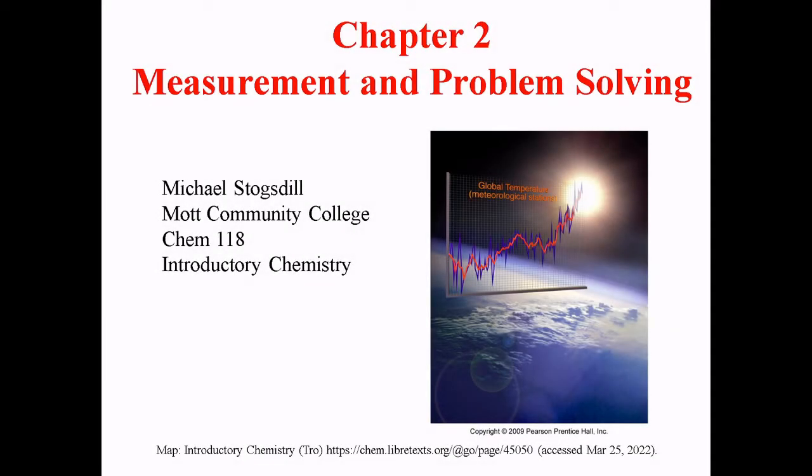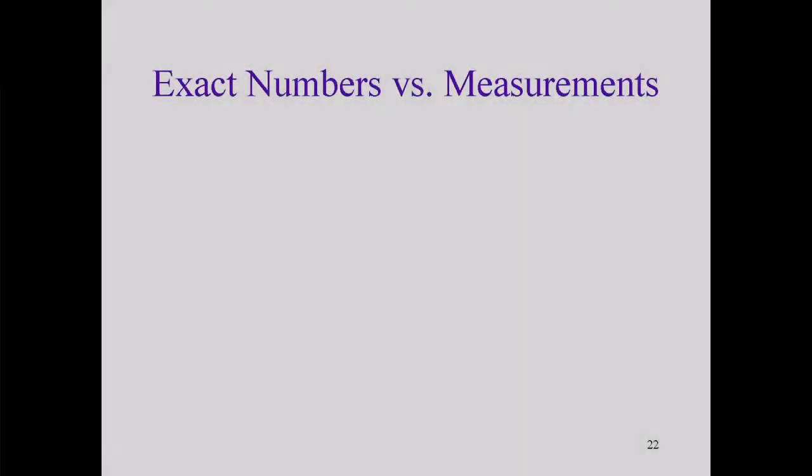Hello everybody. In this video we'll be covering one of the sections in Chapter 2 of our textbook Introductory Chemistry by Tro. This chapter is titled Measurement and Problem Solving. One of the first things we're going to do is make a distinction between what we're going to call exact numbers versus measurements.